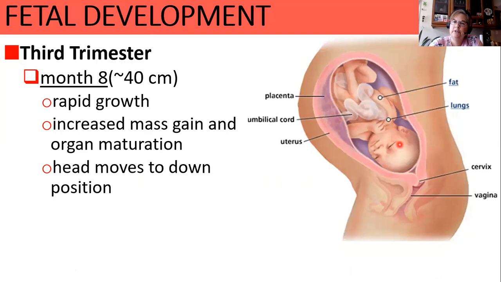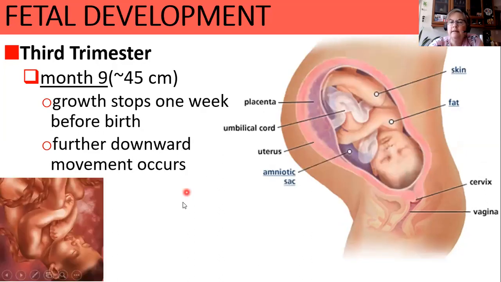If they're not, they're referred to as breech babies. So my brother and I were both breech babies. We were born bum first. Period of rapid growth, lots of gain in their mass. So they're gaining a lot of fat. And then month 9, growth stops about a week before, and then the movement downward. Okay. So that's a quick rundown of pregnancy.